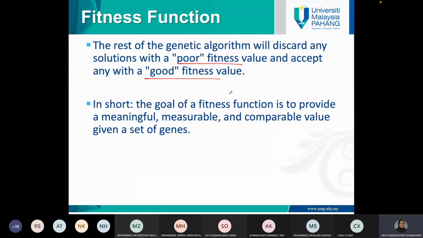So the main idea regarding the fitness function is that it tries to provide a meaningful, measurable, and comparable value given a set of genes. That's the goal of the fitness function. Remember this.